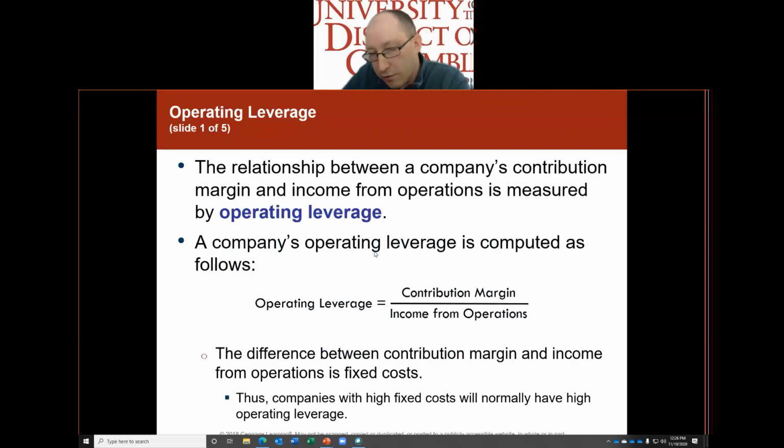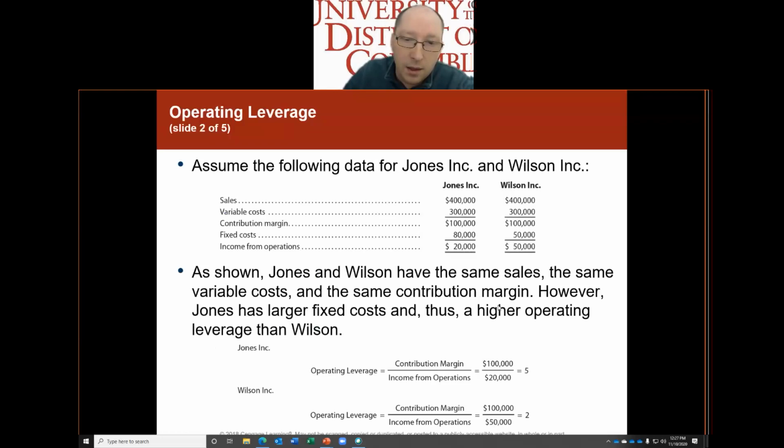Another important ratio: operating leverage. Operating leverage is the relationship between a company's contribution margin and the income from operations. We measure this by operating leverage. To figure out operating leverage, we take the contribution margin divided by the income from operations. That gives us operating leverage.